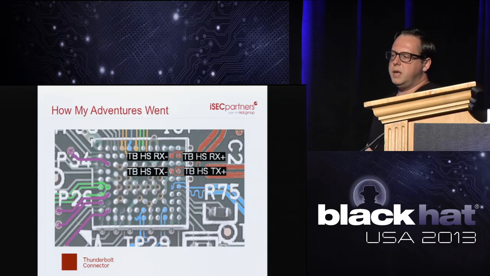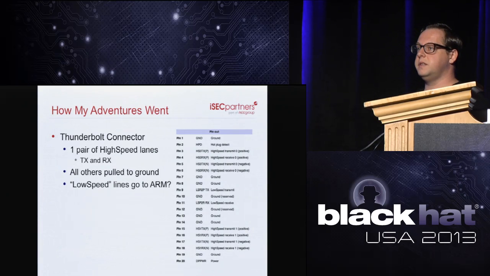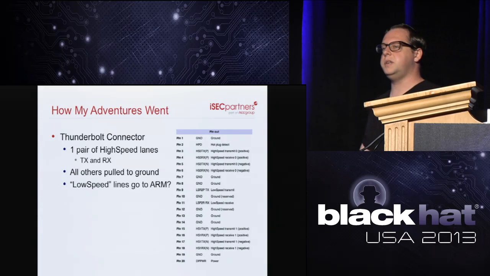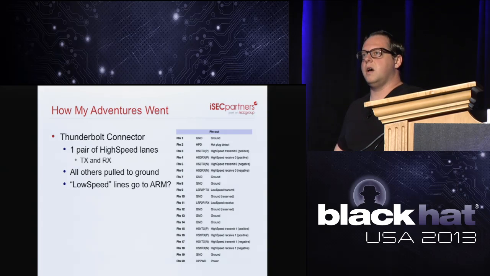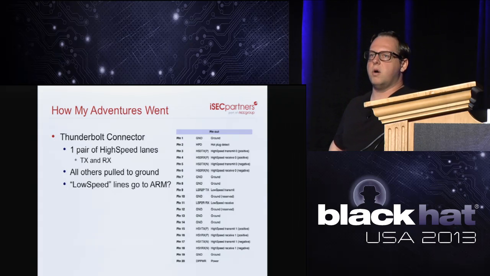But now we're able to start pinning out a little more. We can pin out the Thunderbolt connector. We can say, okay, well, these are the high-speed lines for Thunderbolt. So let's take a look at that connector and see what else we can pull. So we got our high-speed lines. This is single-lane PCI Express. So most of the other high-speed lines are just pulled to ground. So those are out. A lot of ground everywhere else. We got power, hot plug detect.